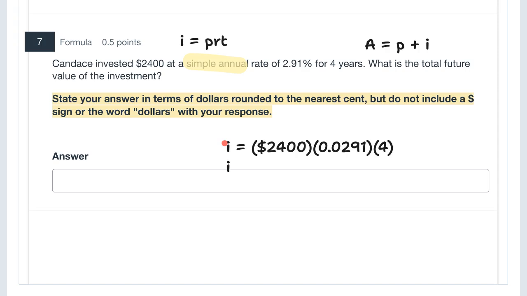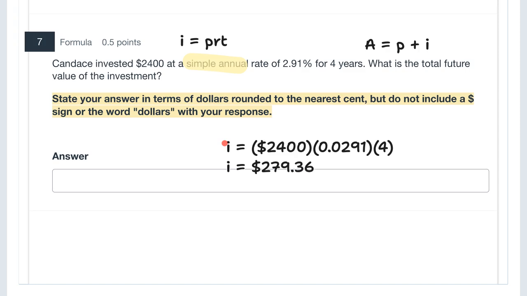So our interest I, so 2,400, plus, or times, I put plus, let me clear that out again. So 2,400 times 0.0291 times 4 is 279.36 in interest.